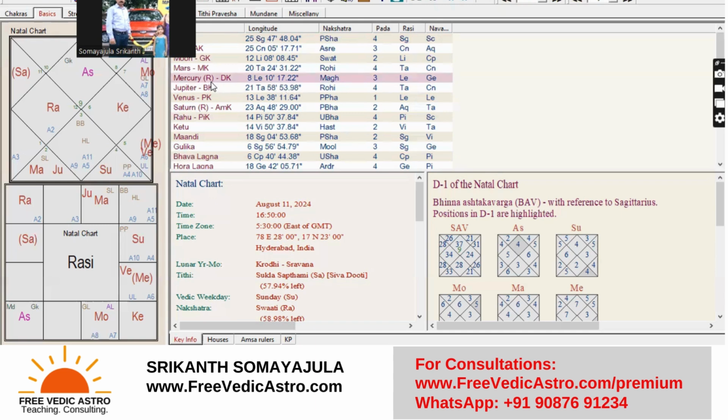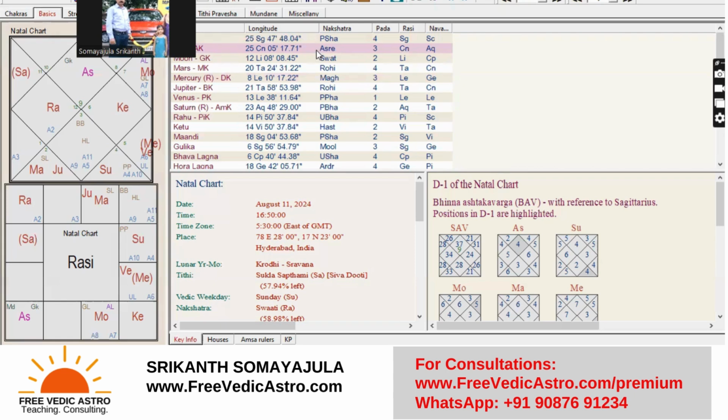However, the dispositor of Mercury, that is, Mercury is placed in Leo sign. So the lord of this sign is Sun. The Sun is placed in Aslesha. So Sun is going to play more role with respect to the seventh house. Coupled to it, you have to add up Punarvasu. So Punarvasu and Aslesha are going to determine how the spouse of this person would be.